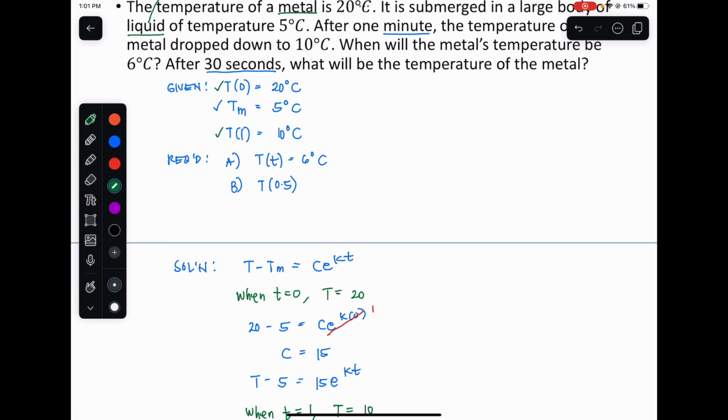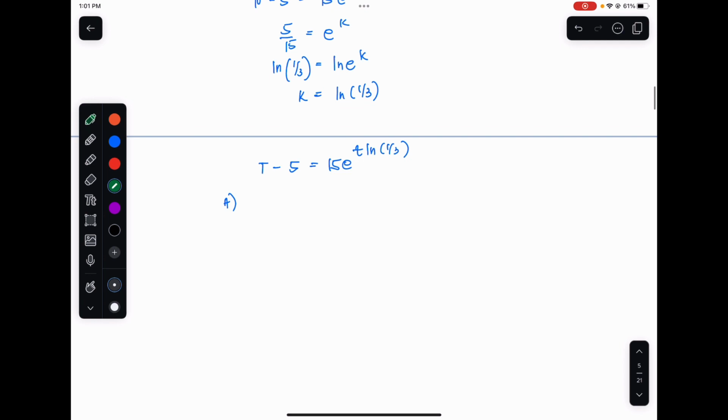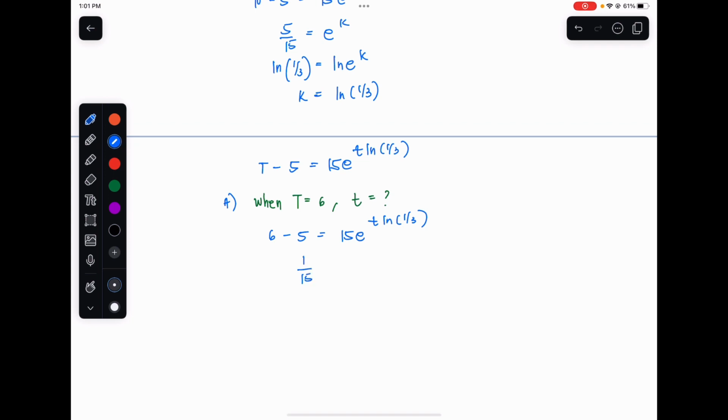we could have more time. So for that to happen, that is when the temperature is 6. What will be that time? That is 6 minus 5 is equal to 15 e raised to t ln of 1/3. So 6 minus 5 is 1. So we divide by 15, and then take the ln of both sides. So I'll just have ln e raised to t ln of 1/3.